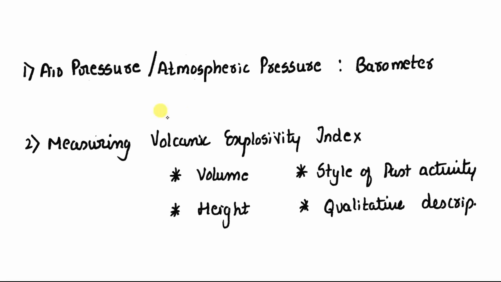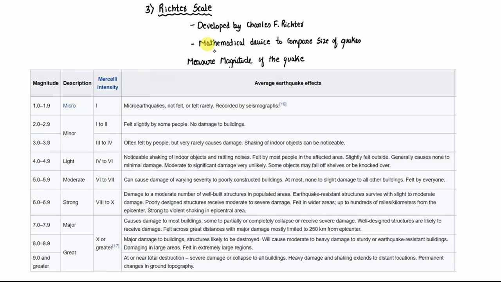And air pressure is measured with an instrument called a barometer. Third was the Richter scale. It was developed by Charles F. Richter, hence the name Richter scale, and it is used to measure the magnitude of the quake. Depending upon the magnitude, we can see the average earthquake effects. For different magnitudes there are different effects, and as the magnitude increases, the effect is also higher. We'll see that here in this chart.